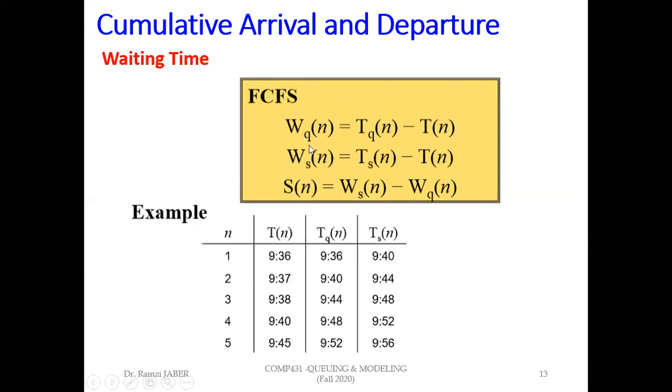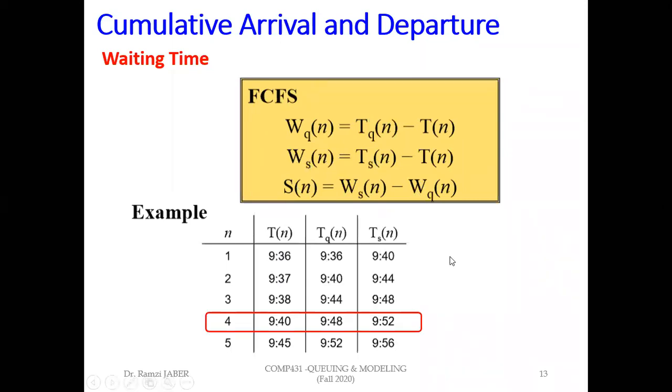Wq is the waiting time inside the queue, okay? So Tq minus Tn. Also, Ws, the waiting time inside the whole system, will be Ts minus Tn, okay? And Sn equals Ws minus Wq. Sn is the time inside the service, it's the service time, the server side.